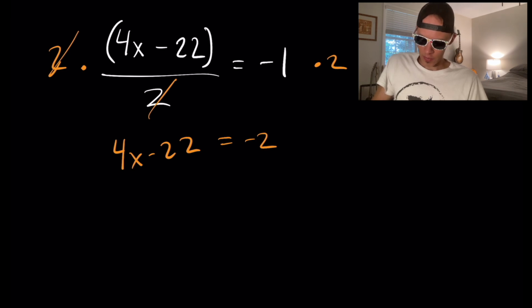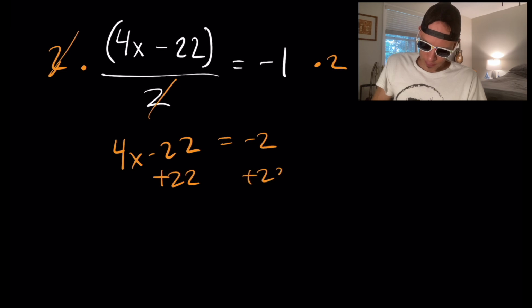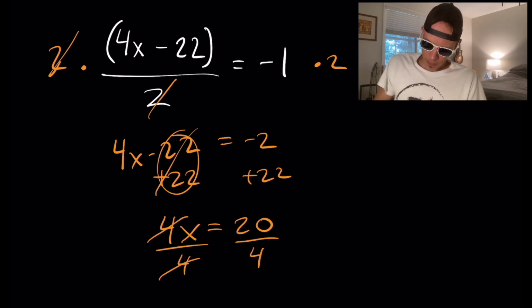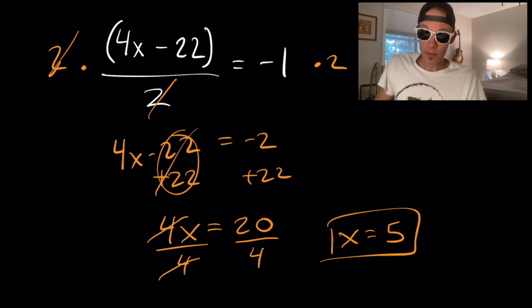And now this becomes a two-step equation. So I'll add 22 to both sides. Those will cancel. I'll have 4x is equal to 20. I'll divide both sides by 4. Those 4's will cancel, and I'll have x is equal to 5.